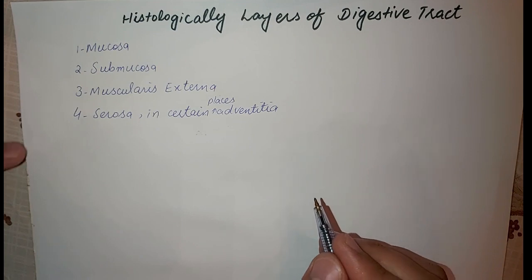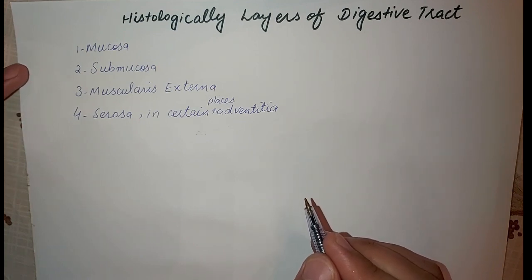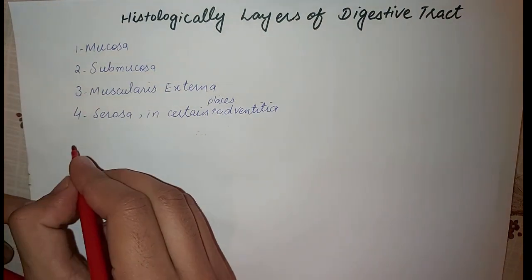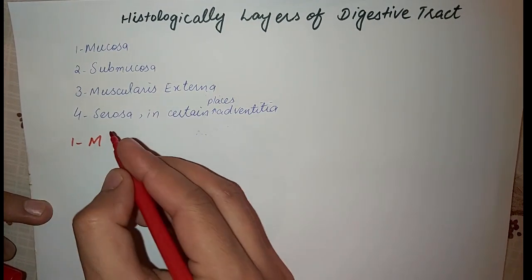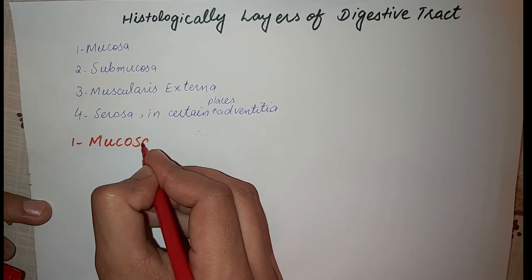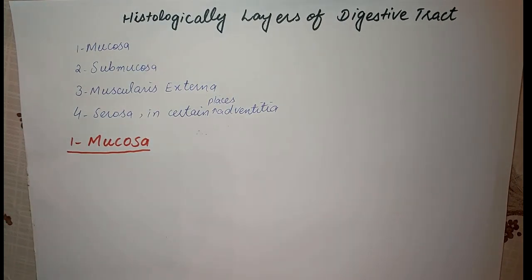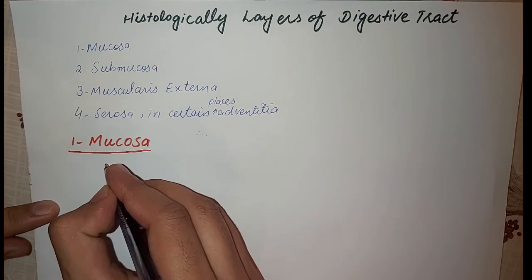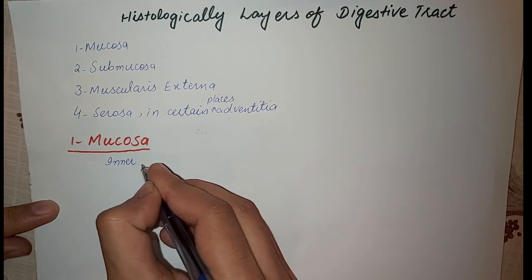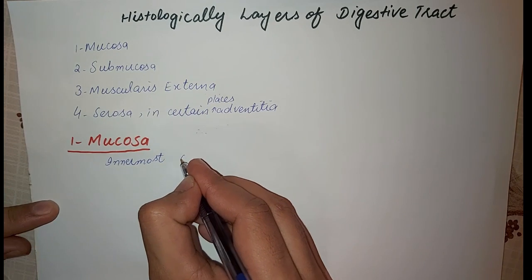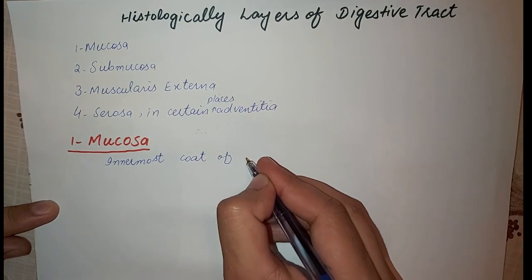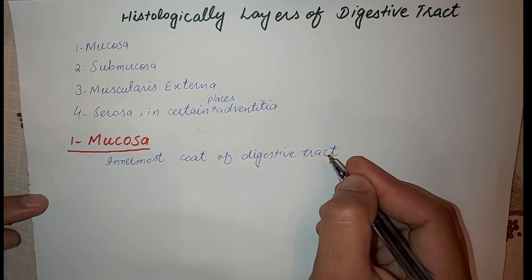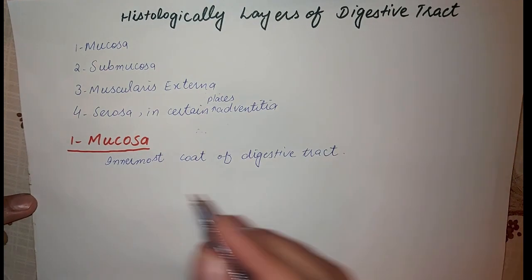Now, first of all, we will discuss the mucosa. The first layer is mucosa. Mucosa is the innermost coat of the digestive tract.